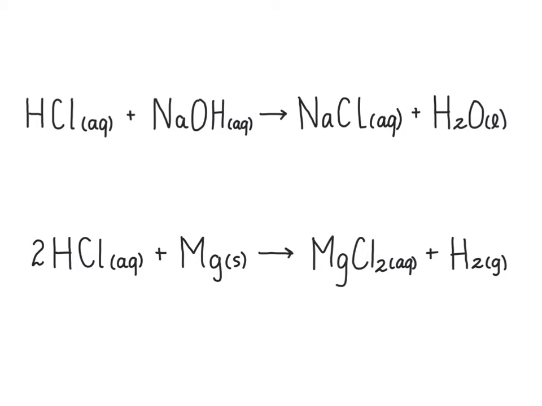So first thing we're going to do for the first reaction is assign oxidation numbers. So we'll start with our hydrogens and oxygens. There's no peroxides or weird compounds here, so we're going to follow our rules of +1 for all of our hydrogens, and -2 for all of our oxygens.